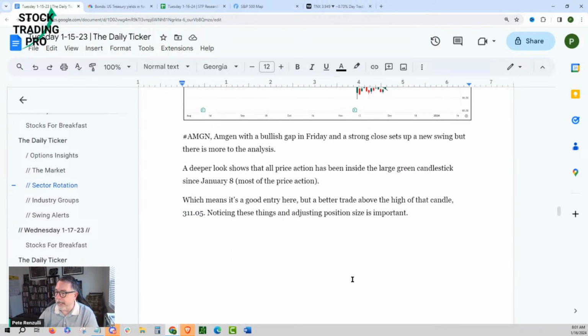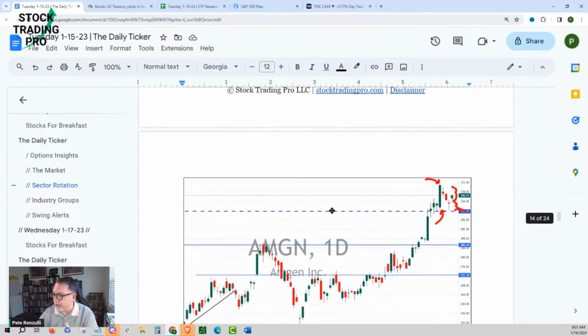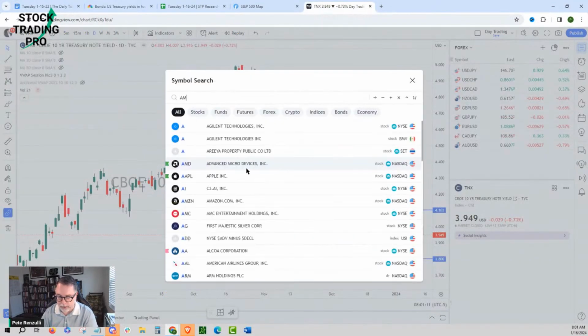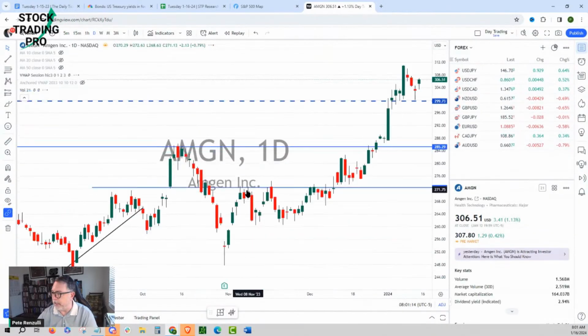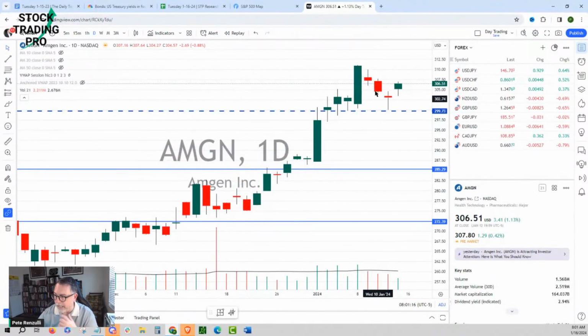All right, Amgen with the bullish gap. We're going to take a look at that chart. This is a really interesting one, and I want to point it out because it's important price action to understand. You can see this is showing some nice relative strength. It broke out, pulled back, formed a really clean bull flag, and then started again. Basic technical analysis.